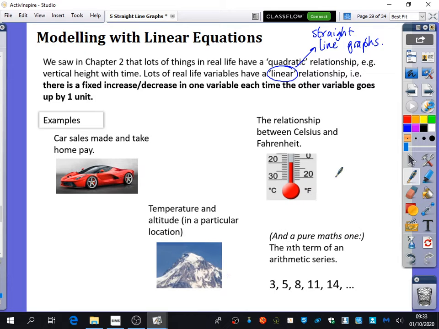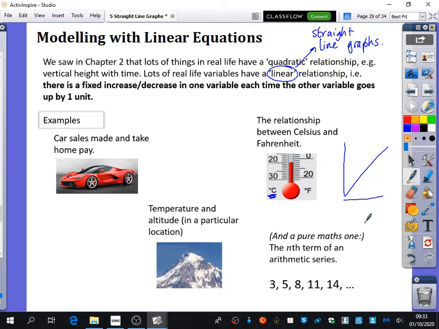And also the relationship between Celsius and Fahrenheit. In the UK we use degrees Celsius, but in many other countries, particularly in America, they use Fahrenheit, and there is a linear relationship that you can use to convert between them. You may remember questions from GCSE where they would give you a conversion graph, and you would use it to take you from one particular thing to another, often to do with currencies as well. They have a linear relationship.